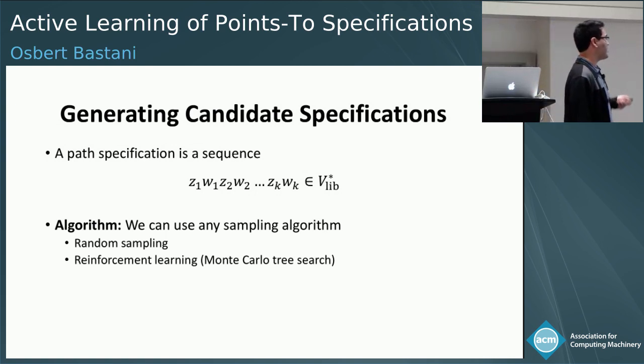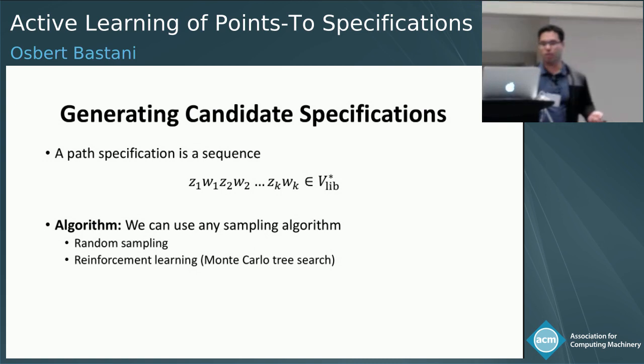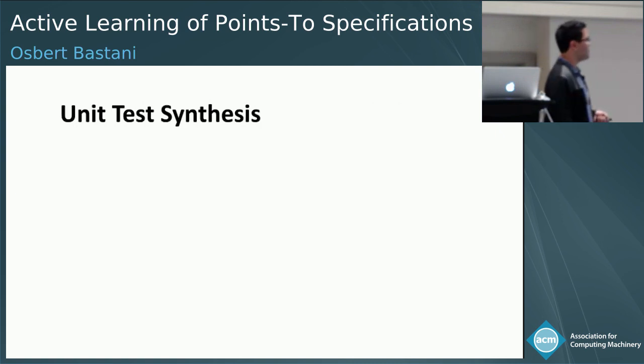You can use any sampling algorithm, for example, just randomly sample. But we also show that you can learn which variables are good to sample. For example, variables in collections classes are probably more likely to result in path specifications. So you can use a reinforcement learning algorithm known as Monte Carlo tree search to do sampling a little bit more intelligently. So the second step is the unit test synthesis.